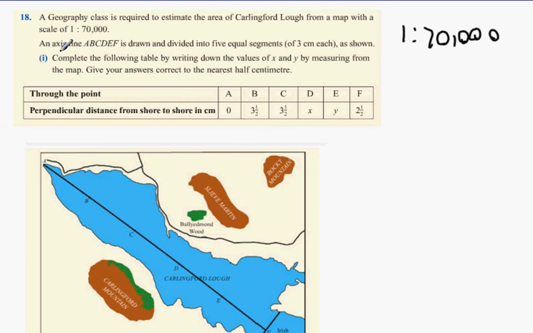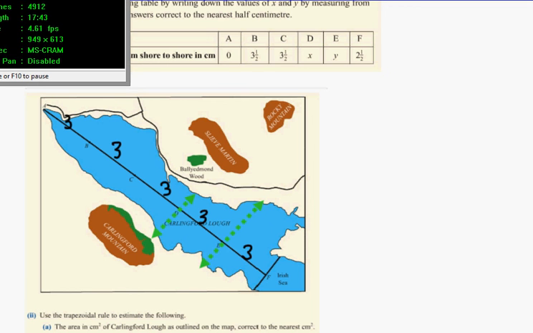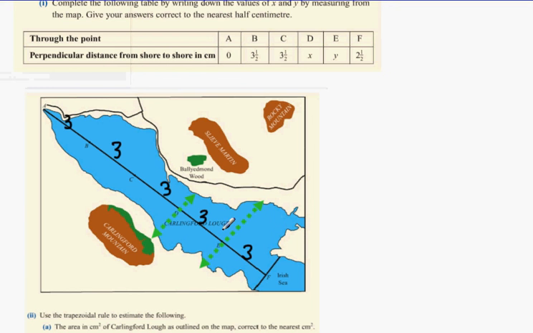Okay? An axis line A, B, C, D, E, F is drawn and divided into 5 equal segments, 3 centimetres each. 3, 3, 3, 3, 3. Can somebody do me a favour? There are going to be two lengths we need to measure. We have to measure D and E. So if somebody can get out a ruler and measure straight through D, across from side to side, and straight through E from side to side, and just call out what it is. Okay, guys, this is 4.5, and this here is 3.